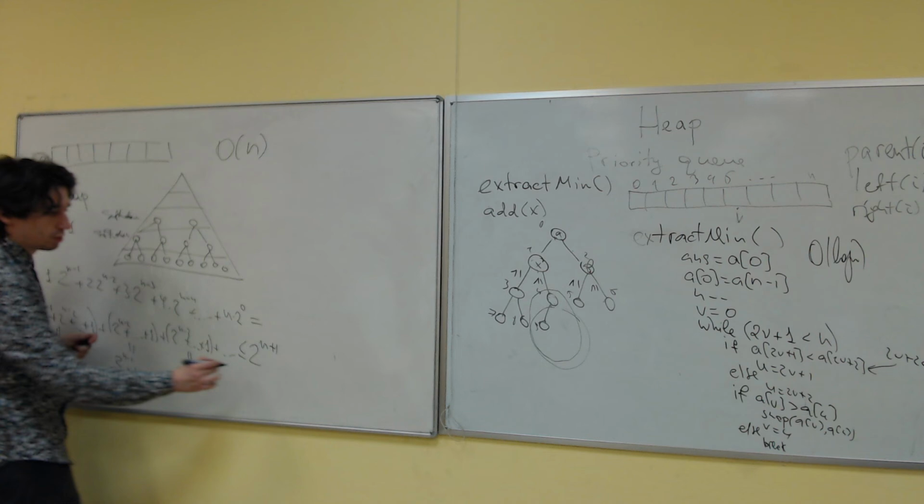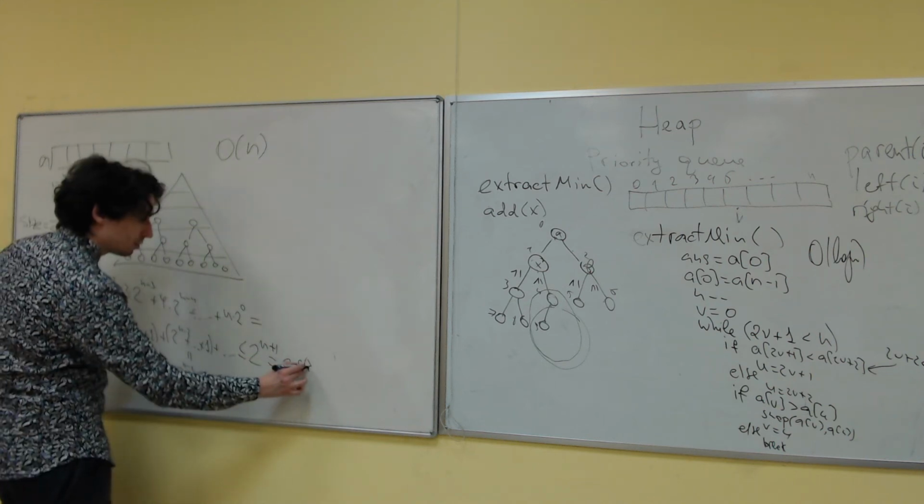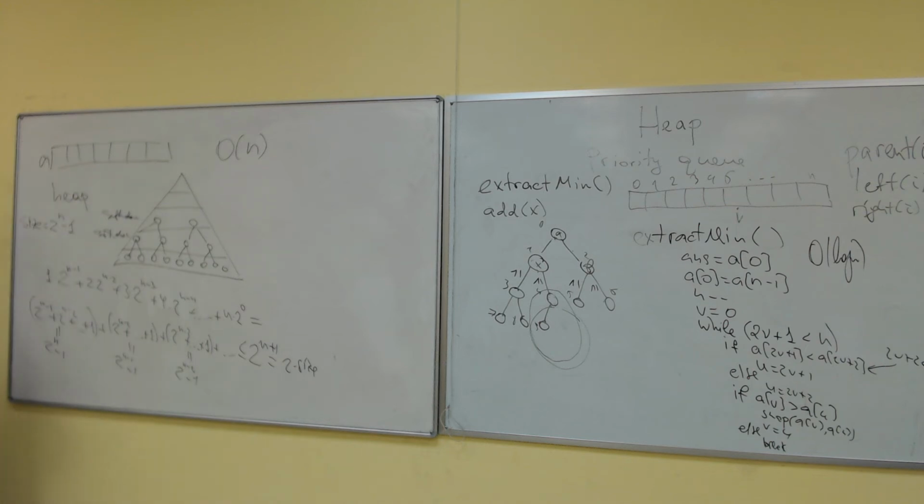Which is 2 times the size. So that is how building a heap can be done in O of n. The question though: if we can build a heap in O of n time, why does the sorting work in n logarithm n time?